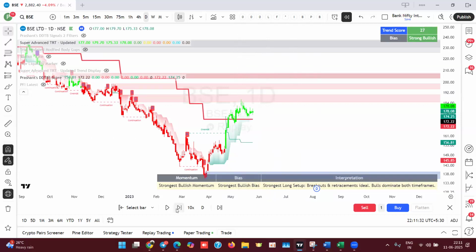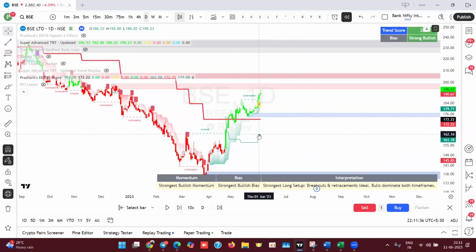Still it has changed. So I will check it. Here the bias should change to strongest bullish bias because we have a higher step here. Yes. So there is a higher step and we have strongest bullish bias. So it is now a good time to go long even with breakouts.